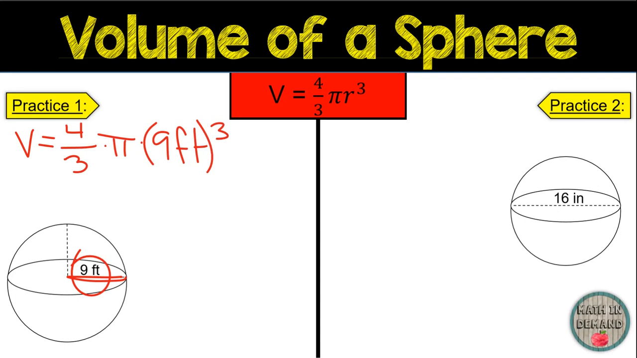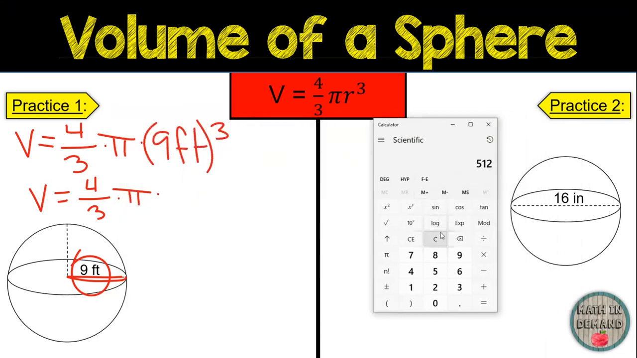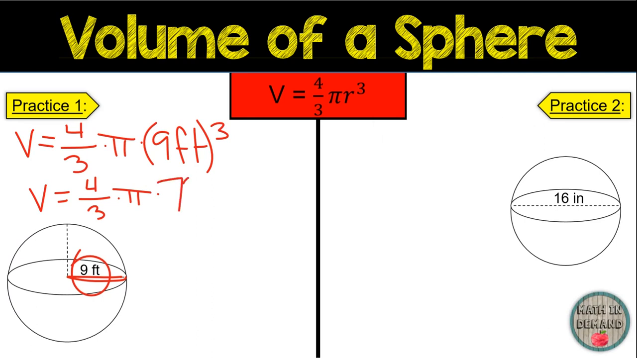So the volume equals 4/3 times pi times 9 feet cubed. So that's 9 times 9 times 9. Again, I can do 9 to the 3rd power, and I get 729. Cannot forget cubic feet. Feet times feet times feet is cubic feet.